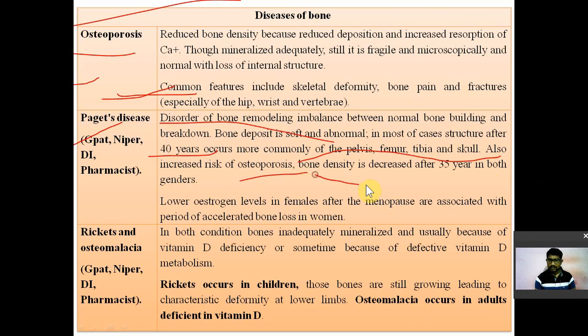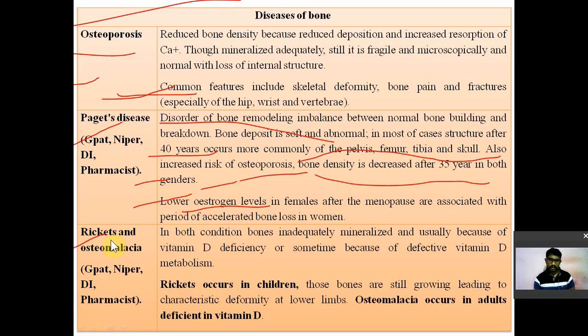Bone density is decreased after 30 years in both genders. Normally क्या होता है, 35 years के बाद में bone density आपका कम होने लगता है. Lower estrogen levels in the females after the menopause are also associated with the period of accelerated bone loss in the woman. ठीक है, 35 के बाद में उनको कैल्शियम का टैबलेट चालू करना.